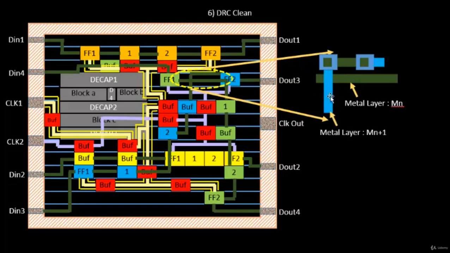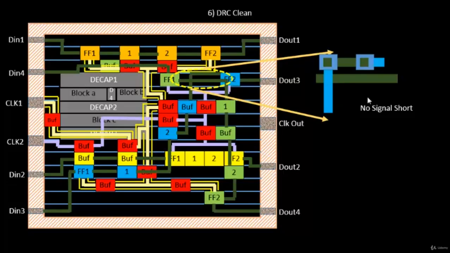Usually the upper metals are wider than the lower metals. We have not shown it here, but from a DRC point of view, or from a signal integrity point of view, you have the upper metal layers wider than the lower metal layers. While we use this technique to solve the signal short problem, there are a few more DRC rules that come into the picture. Let's look into a few of them.